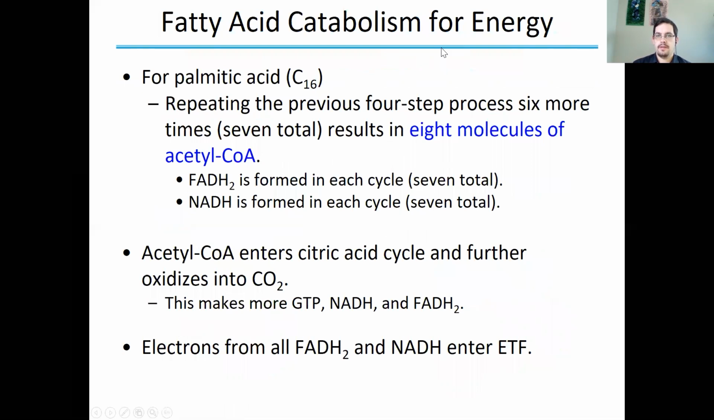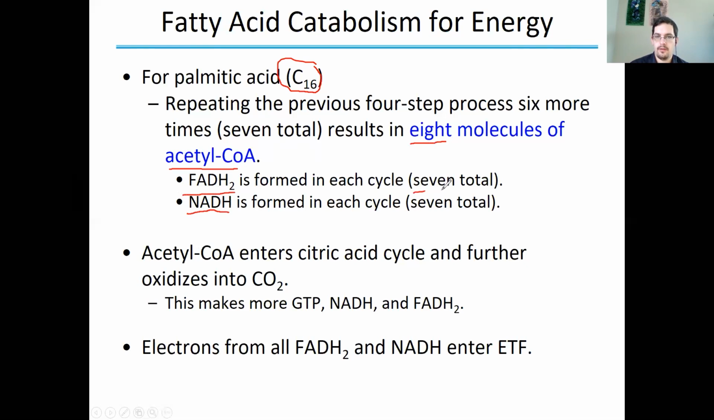So if we're looking at, again, our palmitic acid, which would become the palmitoyl-CoA, we have our 16 carbons. Because each of our acetyl-CoA is 2 carbons, we get 8 molecules of acetyl-CoA. Each time we go through the cycle, we form 1 FADH2 when we go from the acyl-CoA to the trans delta-2 enoyl-CoA. And we also form 1 NADH when we go from the beta-hydroxyacyl-CoA to our beta-ketoacyl-CoA.